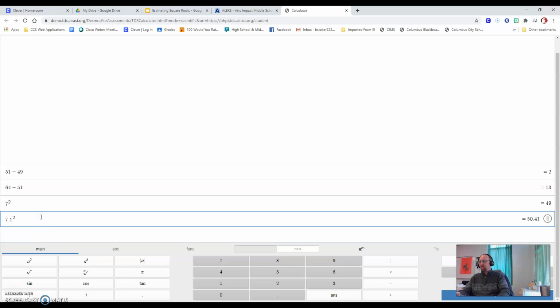So now what I'm going to check is 7.2, and I'm going to square that. Does 51 fall between 50.41 and 51.84? Absolutely it does. So now I know that the square root of 51 is going to fall between 7.1 and 7.2. In ALEKS, you have to give one of those two as the answer. You have to figure out which one.